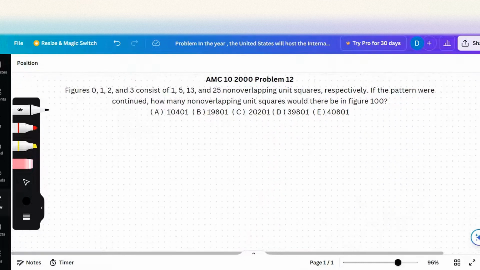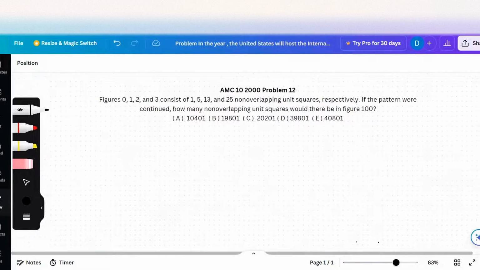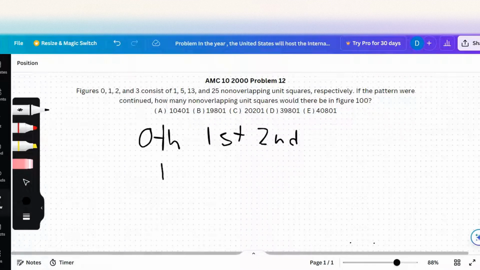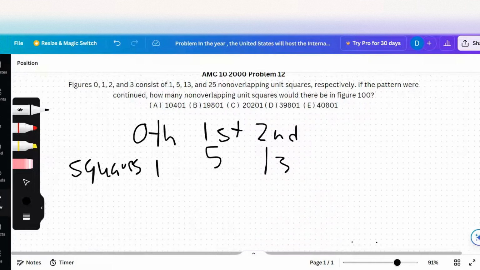So there's actually two solutions for this problem, and we're first going to go over the solution that's easier to solve but harder to see. So we have the zeroth figure, the first figure, and the second figure. The zeroth figure has one non-overlapping unit square. The first figure has 5 non-overlapping unit squares. The second figure has 13 non-overlapping unit squares.